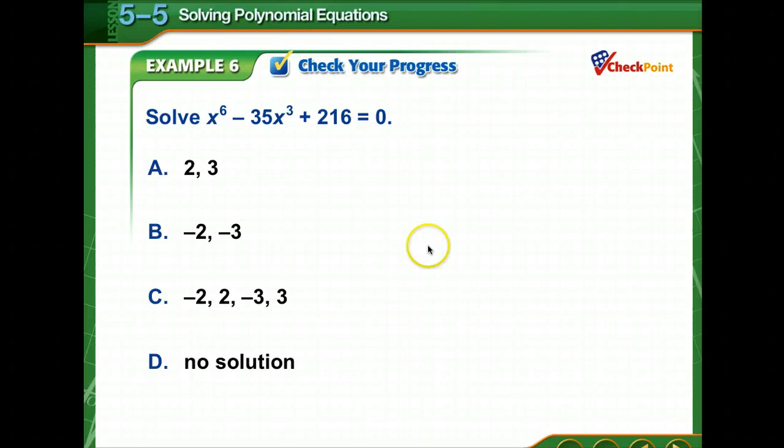Okay, so now time to check your progress. Okay, so we're going to let u equal x to the third. So 3 times 2 is 6, and so we're going to have u squared minus 35u plus 216. So our factors are u minus 27 and u minus 8. So we end up substituting our x cubed back in for u. x cubed equals 27 and x cubed equals 8. So x is equal to 3 and x is equal to 2.